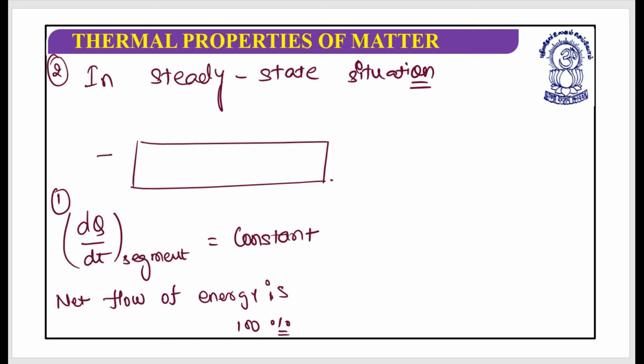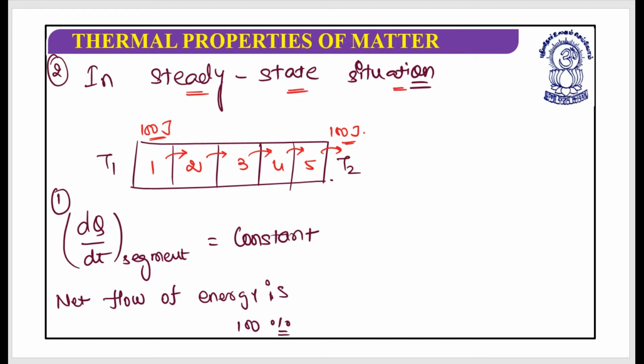Suppose this is T1, this is T2. If I divide this rod into different segments and number them 1, 2, 3, 4, 5, and suppose the first has received 100 joule of energy, then it will pass 100 joule to the second. The second segment will pass 100 joule to the third, and the third will pass 100 joule on to the fourth. So the net flow of energy is 100%. That means whatever you receive, you deliver to your neighbor. This is the situation in the steady state. I hope this is clear.